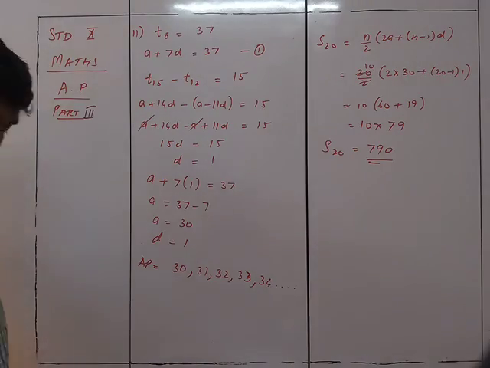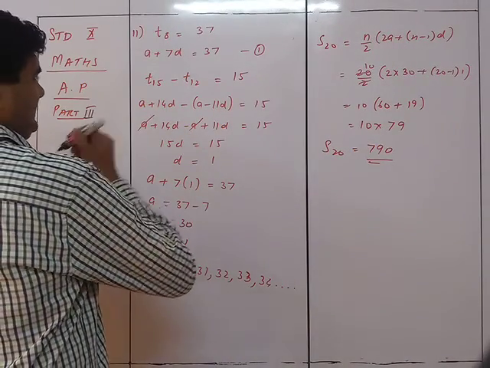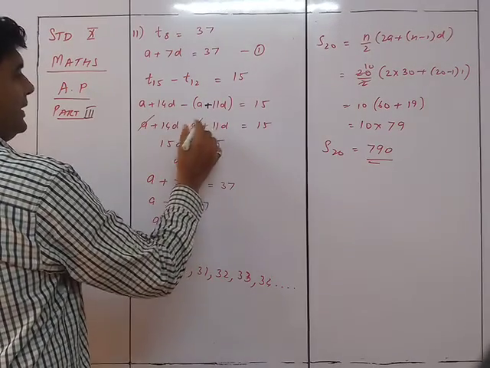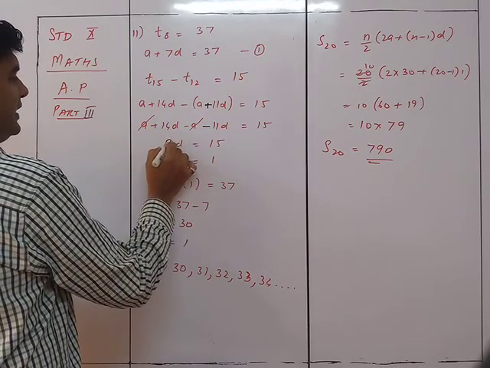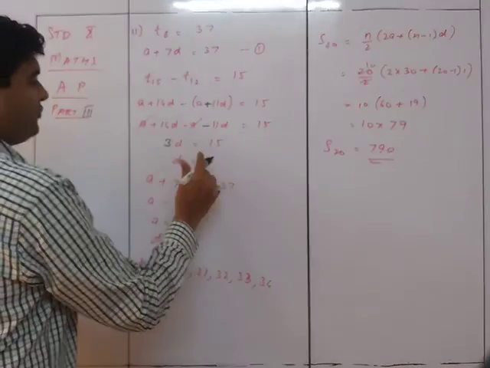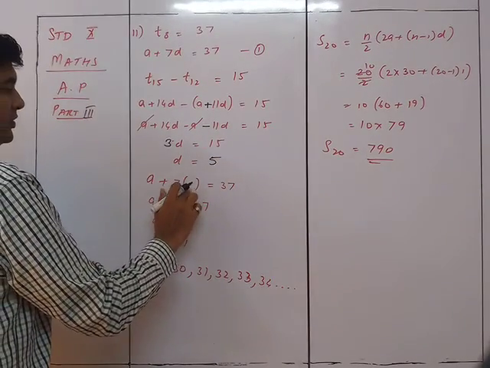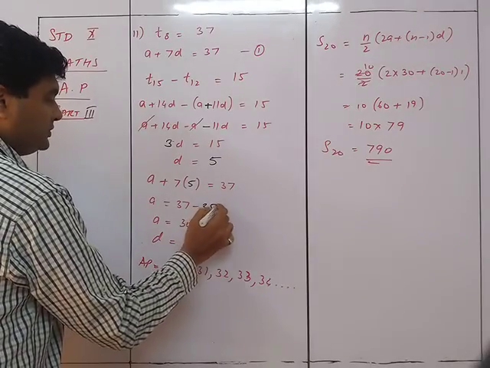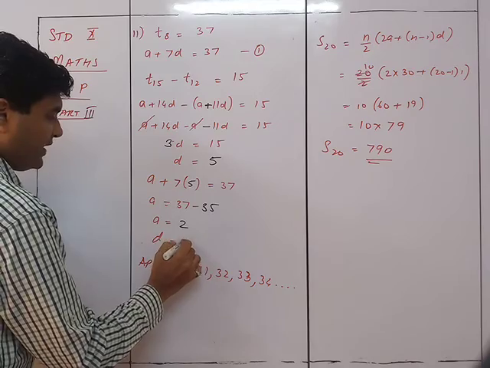Yeah, this is the issue. This was plus in the bracket. I put the bracket unnecessarily, and hence this will become minus. Then this will become 3D is 15. So this is 5. So this will be 7 into 5. So this is 35. So this will be 2, and D is 5.